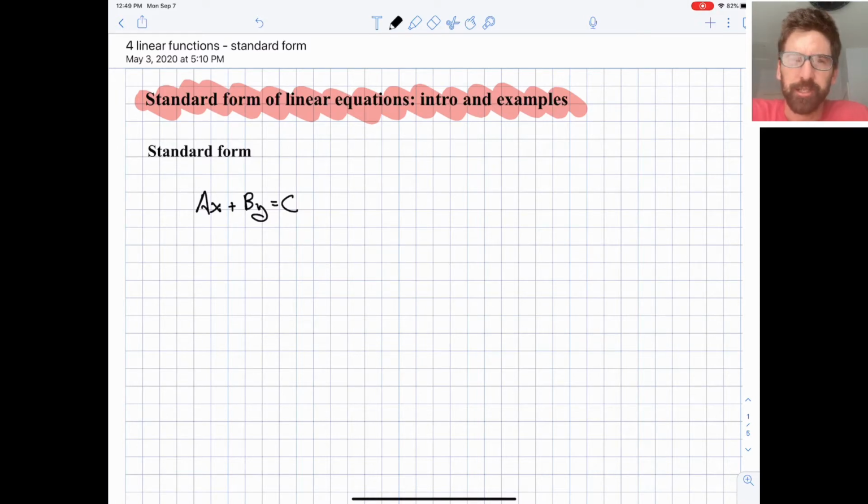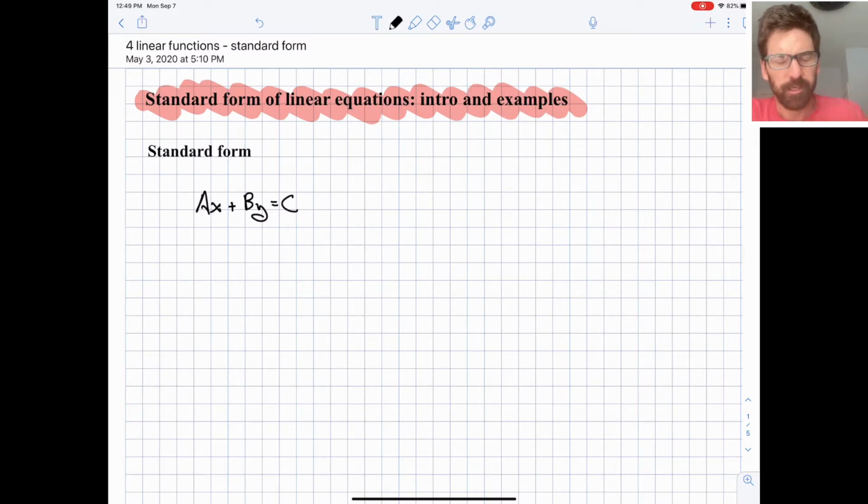It's also a tradition for A, B, and C to be whole numbers. So if you get some decimals or fractions, often what is done is both sides of the equation are multiplied by the denominator of that fraction to turn everything into a whole number, or an integer.